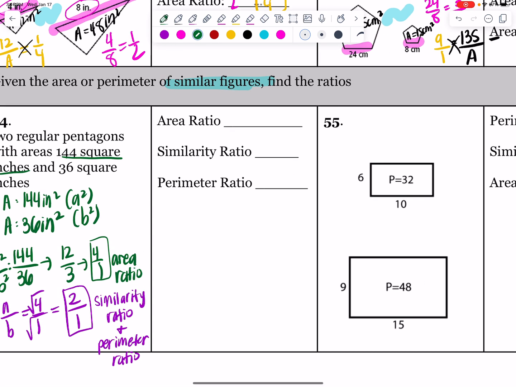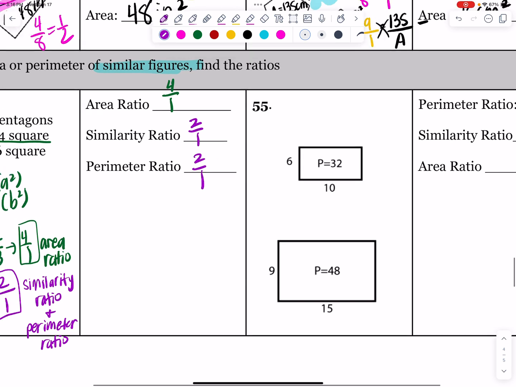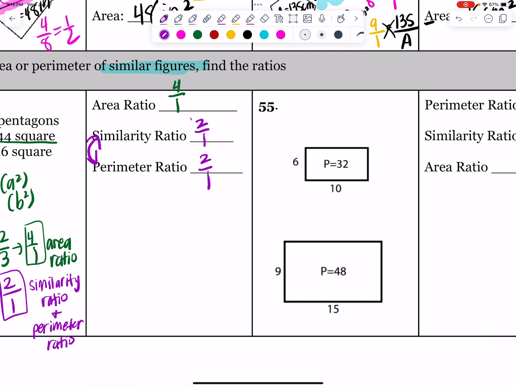Oh, they wanted us to fill it in here. I was wondering why I didn't have blanks for that. Hold on one second, y'all. So area ratio would be 4 over 1. Both of these would be 2 over 1. 2 over 1 and 2 over 1. Okay, again, where these two are always going to match.